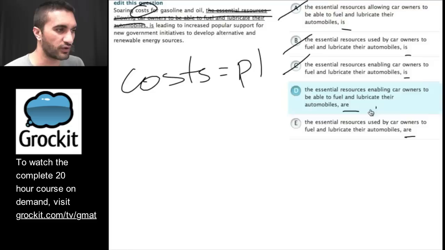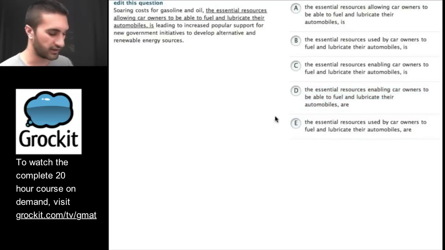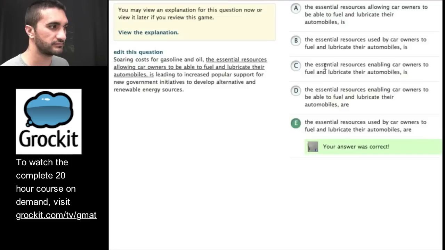So E seems short and concise and gets the point across. Enabling, I'm not a big fan of. Car owners to be able to, it seems unnecessarily awkward and wordy. I'm going to pick E and see what happens. Great.